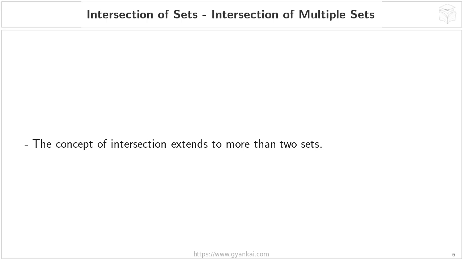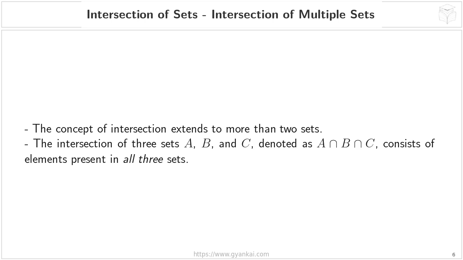Intersection of sets, intersection of multiple sets. So far, we've been looking at finding the intersection of two sets, the elements they have in common. Now, let's move on to something slightly more complex. This slide shows us that the idea of intersection isn't limited to just two sets. It extends to any number of sets. So, if we have three sets, let's call them A, B, and C, the intersection of all three, which we write as A intersection B intersection C, consists of all the elements that are present in all three sets simultaneously.